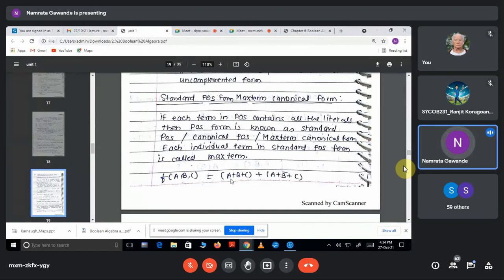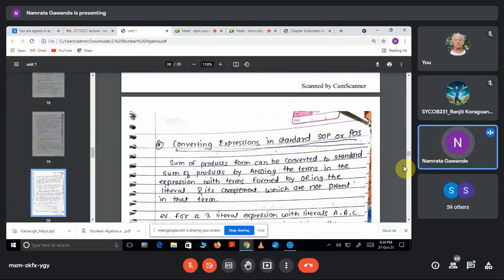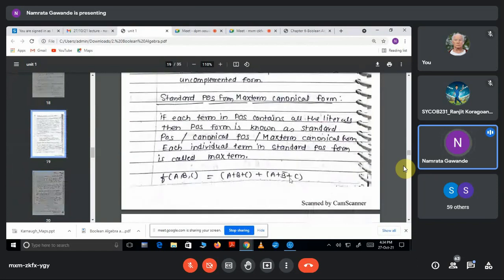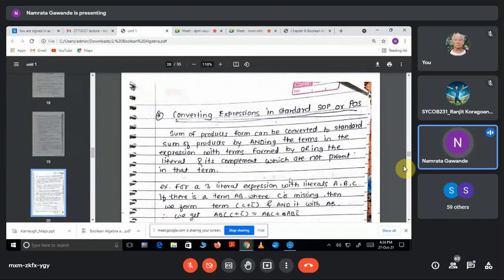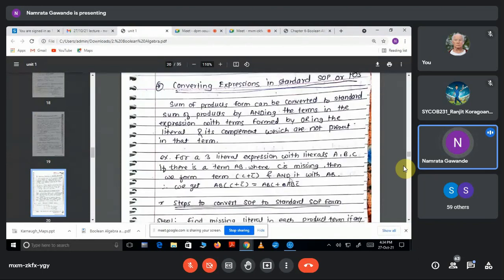Okay, but again in this term, all the three literals are present. In this term also, all the three literals are present. Okay, means this is the standard form, right? But suppose in a few of the cases, it is not given in the expression, in that case, how to convert that expression into standard SOP or standard POS? So for that, I will give you a few more examples.